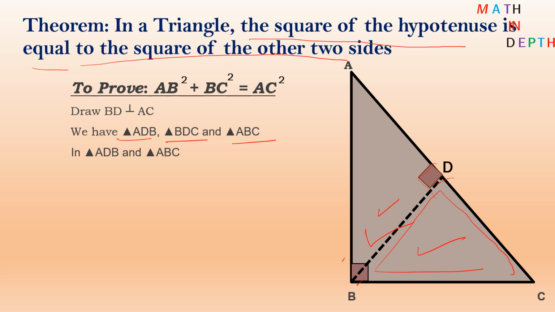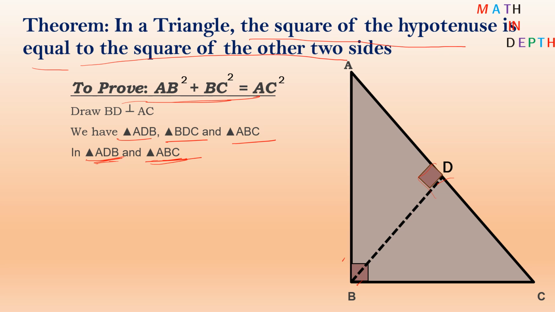Like triangle ADB and triangle ABC. Okay, and we'll try to prove that these two triangles are similar to each other. Why? Because we are going to use the similar triangle theorem to prove this part. That's why we are trying to prove these two triangles similar first. Okay, now let's delete all this part.